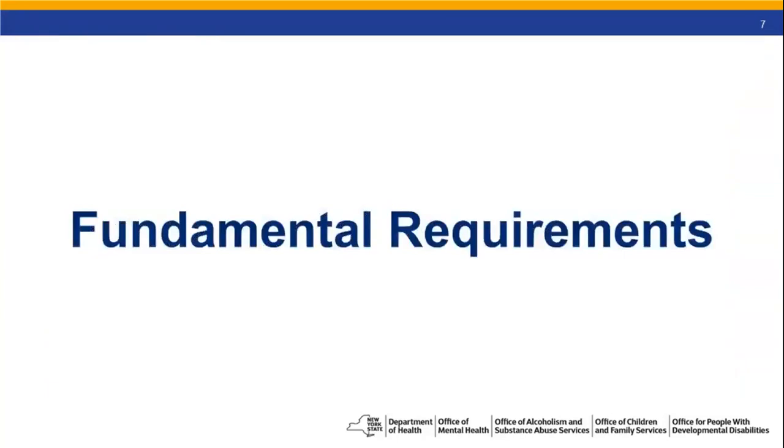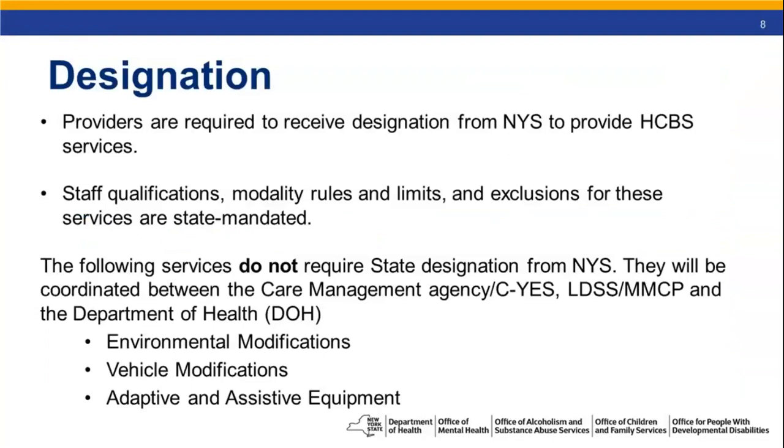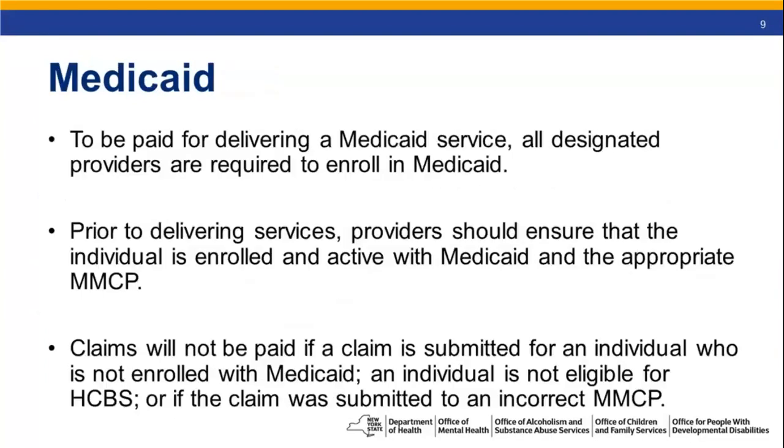So a few fundamental requirements for providers to keep in mind. First of all, in order to bill Medicaid for these services, you have to be a designated provider. And that involves completing an application for designation with the state. There are 3 services for which you do not have to be designated, and those would be environmental modifications, vehicle modifications, and adaptive and assistive equipment. If you have questions about designation, there have been webinars on designation, and there's also a designation mailbox, and you can contact them to get more information.